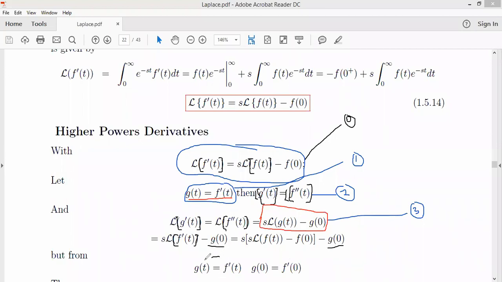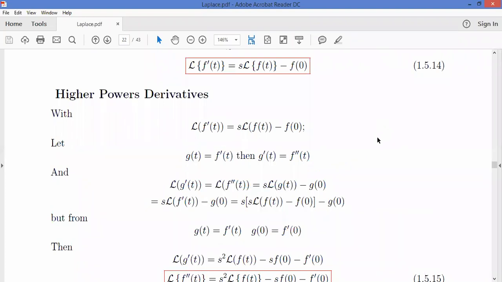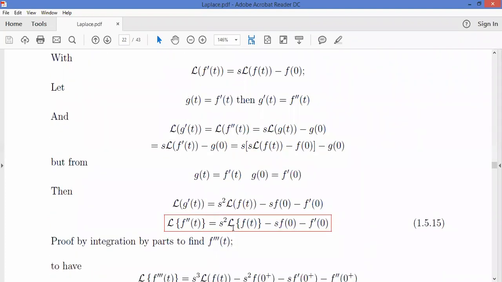So since we know that g t is f prime t, then it means if we initialize at t zero, g zero is f prime zero. So I have to substitute this g zero with f prime zero. And if I do that, I get the final answer, which is this term here. So I take that one to be f prime zero.